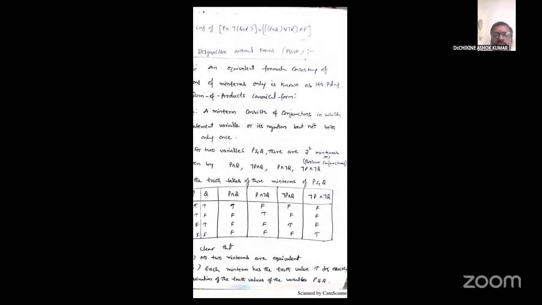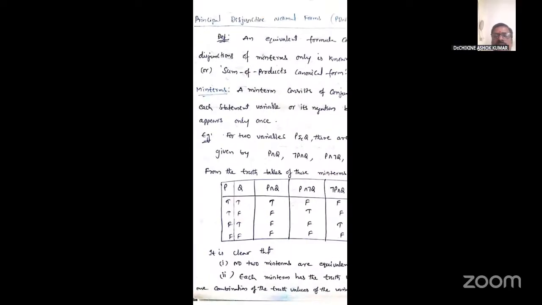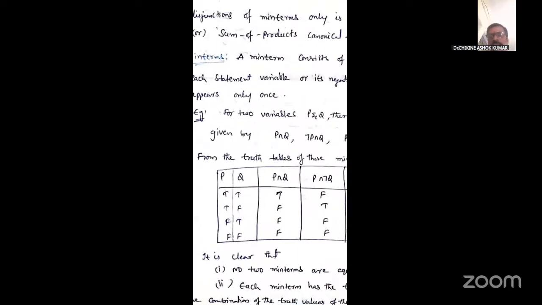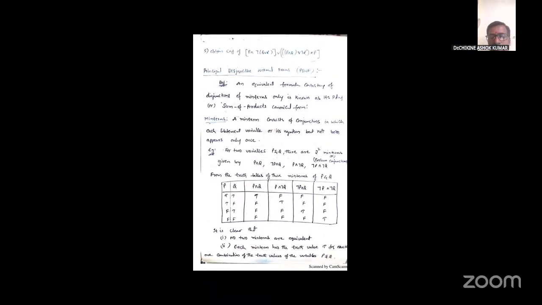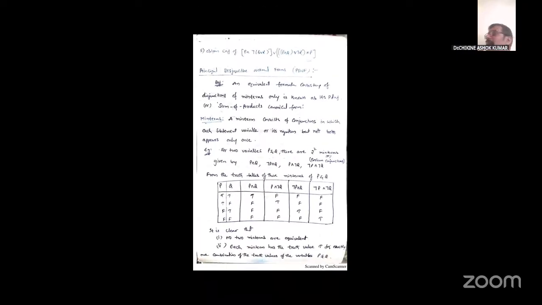Like this we have to write, and for P intersection Q, apply the conjunction table. If both are true, then the resultant value is true. In the remaining three cases it is false. Similarly for negation P intersection Q and negation P intersection negation Q, the tables will be like this. Coming to the next points, these are important. It is clear that no two min terms are equivalent.